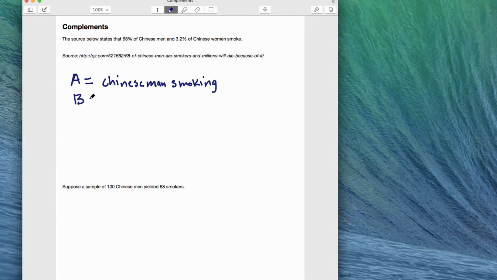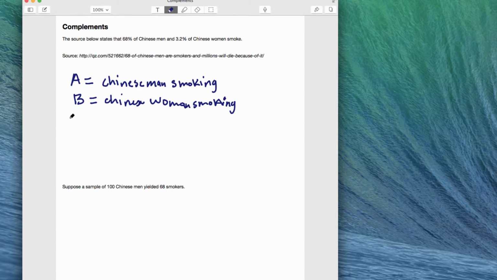B is a Chinese woman smoking. Apologize for that. So we've defined our events. If you have a lot of events, it's helpful to keep track of them by giving them letters. And also it's a shortcut. Instead of writing this entire thing out with your probability notation, you can just simplify it with A, B, C, or however many letters you need.